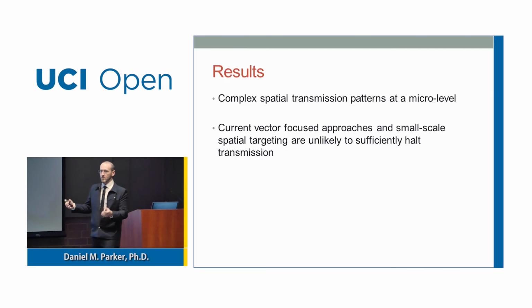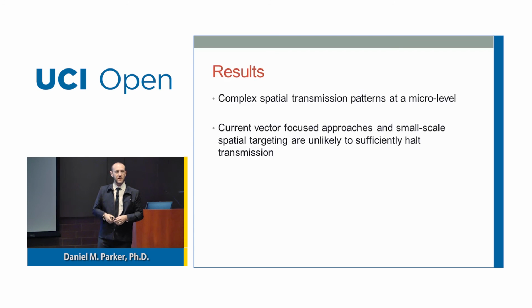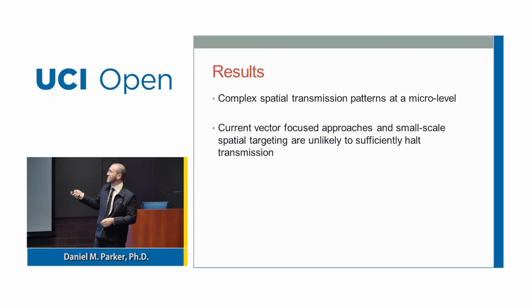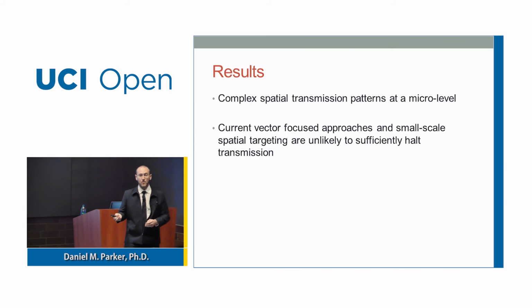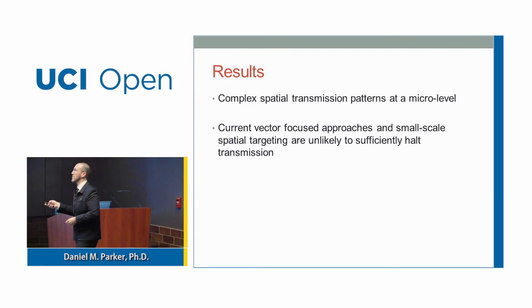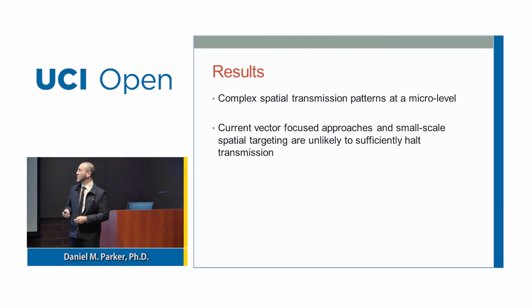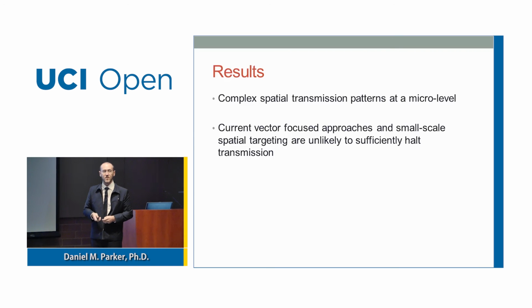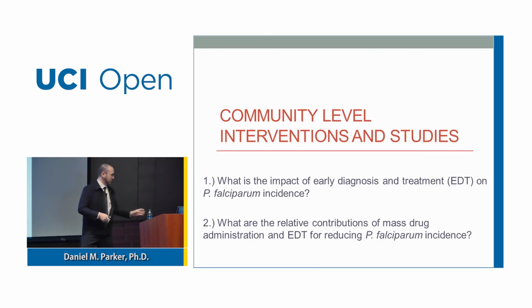So what I take from this, combined the vector work and the reactive case detection simulations here, is that because of the complex spatial transmission patterns, because people could be getting infected in the village or they could be getting infected outside of the village, it's difficult to detect spatial clusters within a village because mosquitoes are in the forests or in the farms, so not just in the village. And that means that current vector-based approaches and small-scale spatial targeting are probably not going to sufficiently halt transmission in this area. That leads me to a little bit larger type of an intervention that happens at a community level.